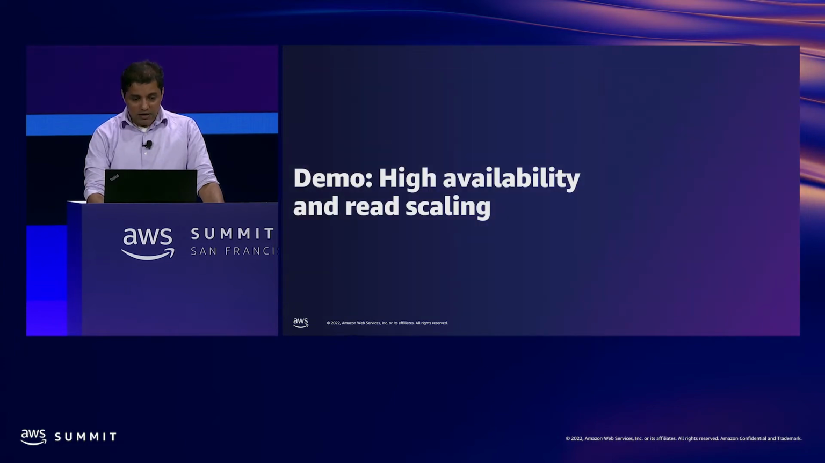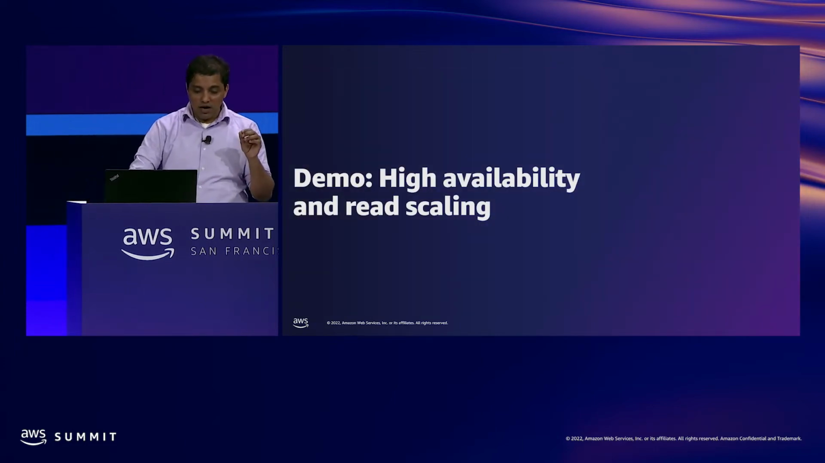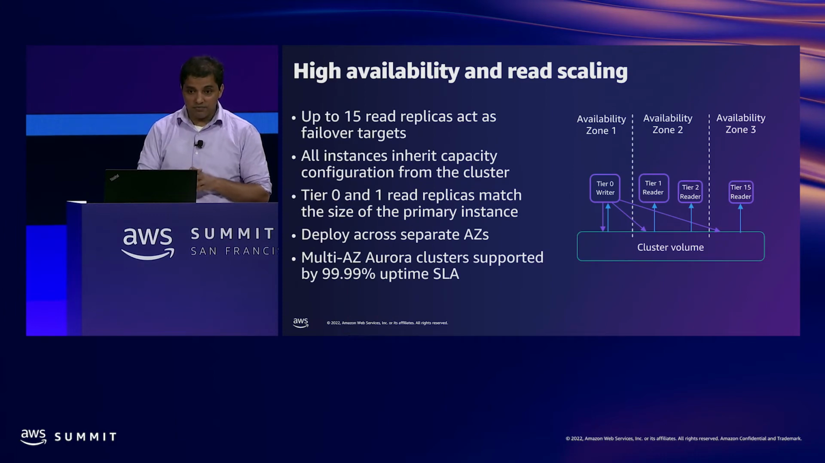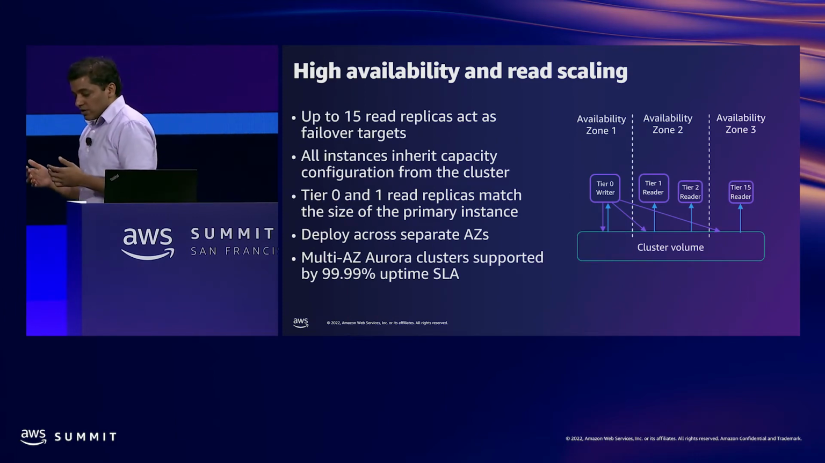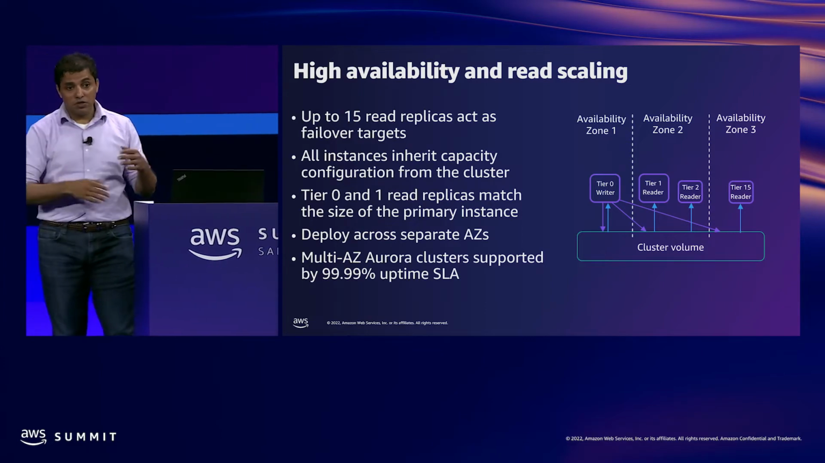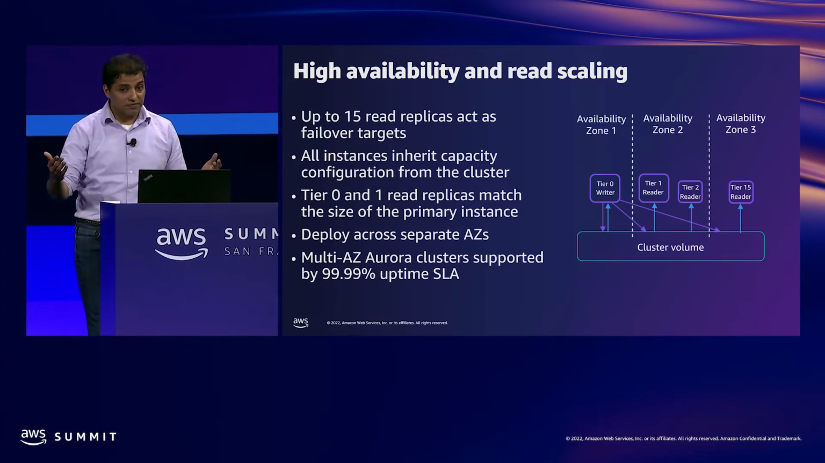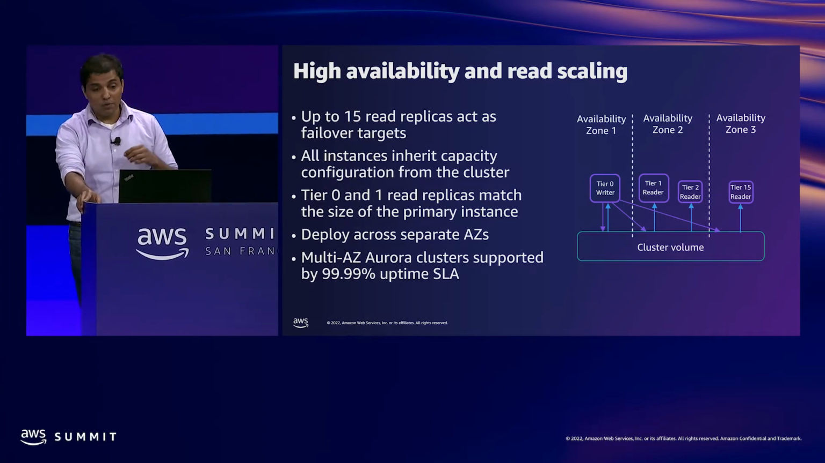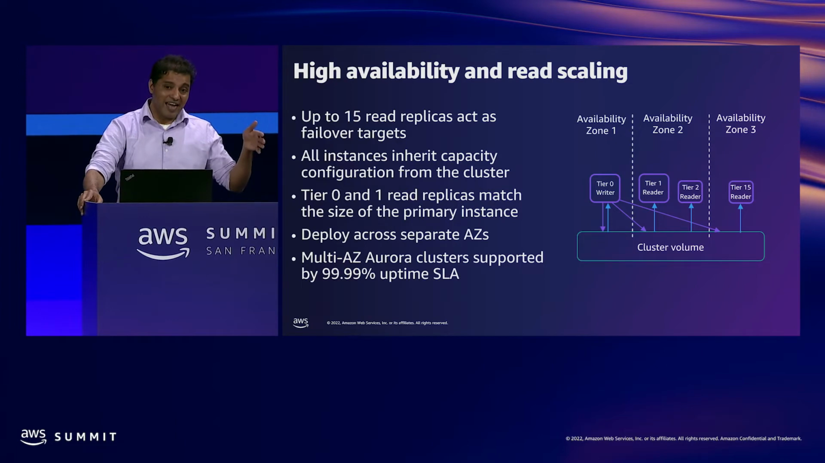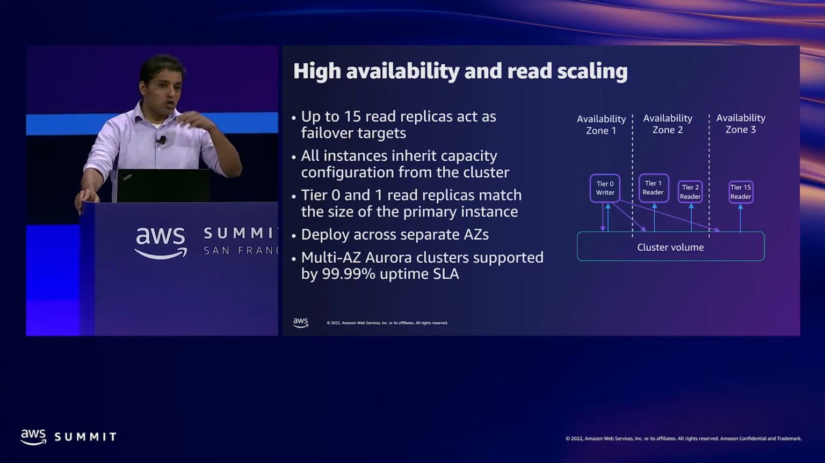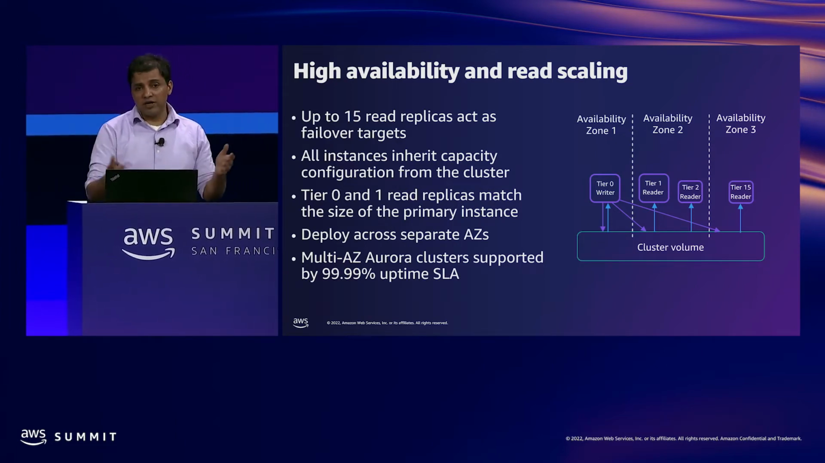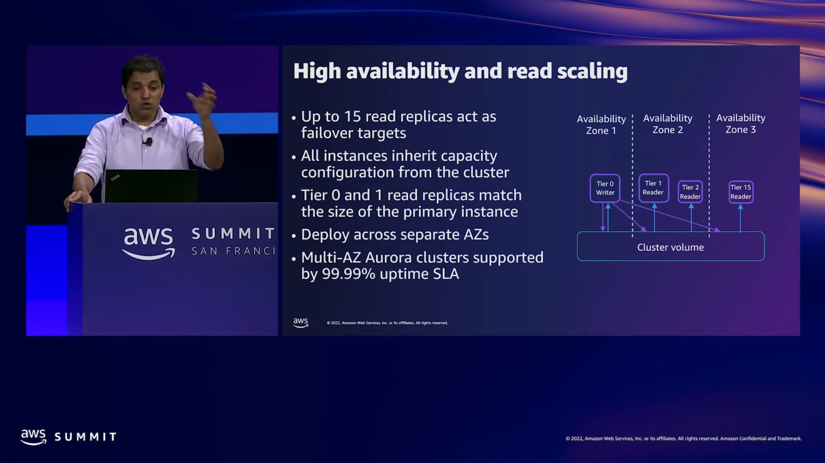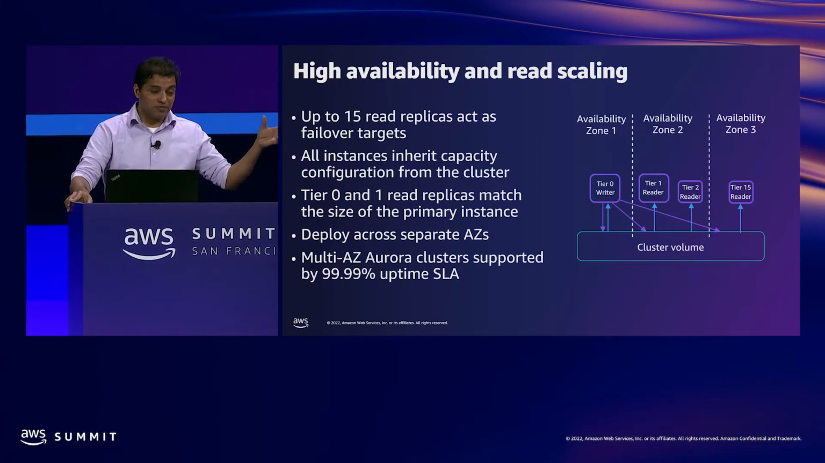All right, now I want to talk about high availability and read scaling. When you have a demanding workload, not only do you need high availability, but you probably also need some more read scaling, and Aurora supports that. So in Aurora today, even in provisioned, we support up to 15 reader nodes, and they can act as your failover target. In any event, any hardware failure or any AZ outage, Aurora will automatically fail over your writer node to one of the available reader nodes. As I said, you can have up to 15 reader nodes.